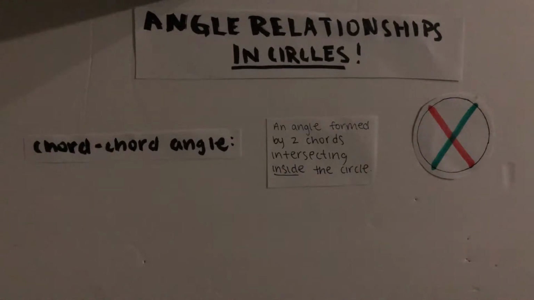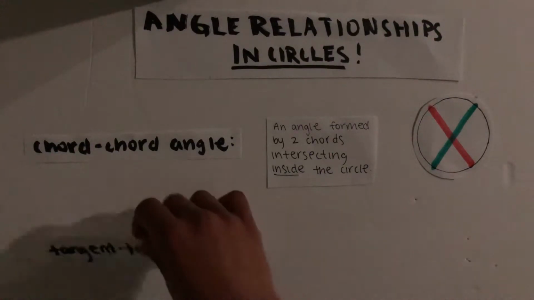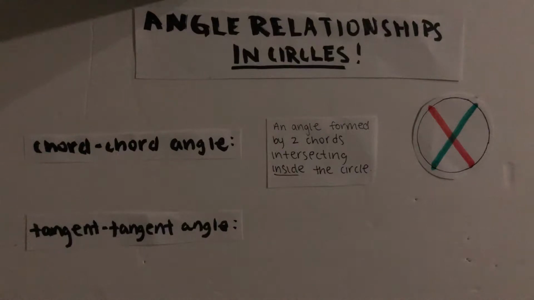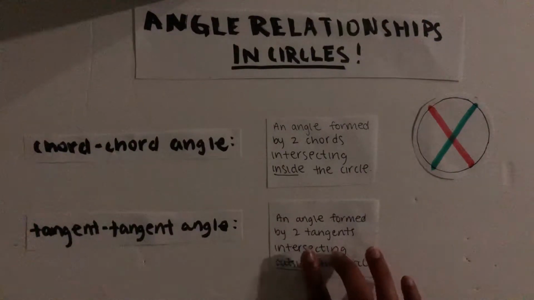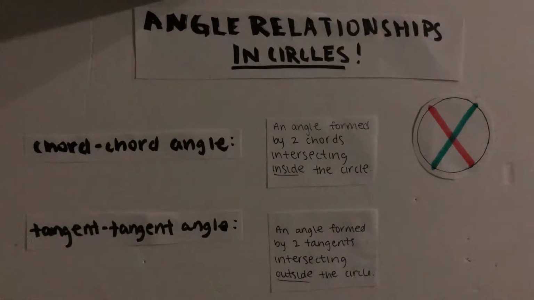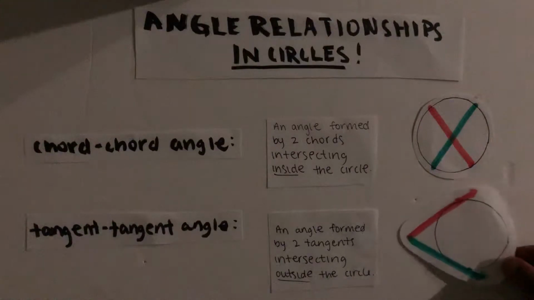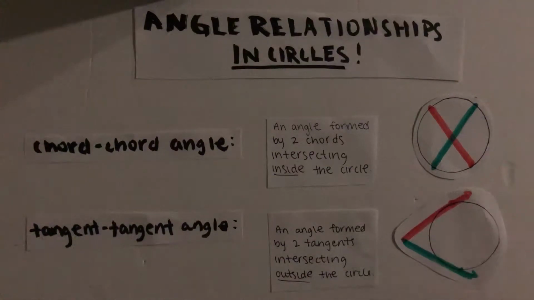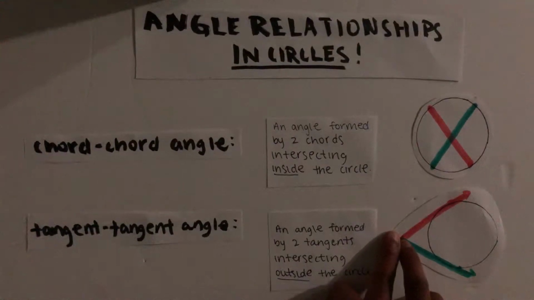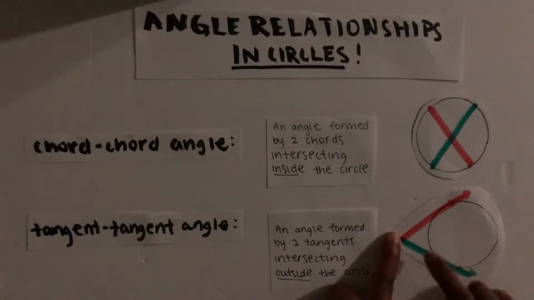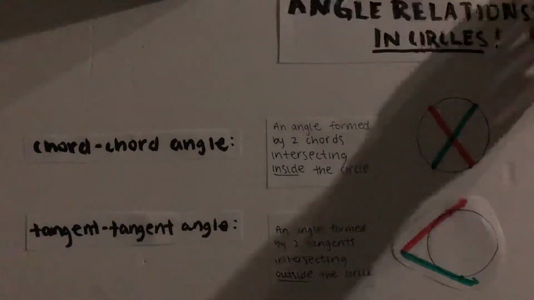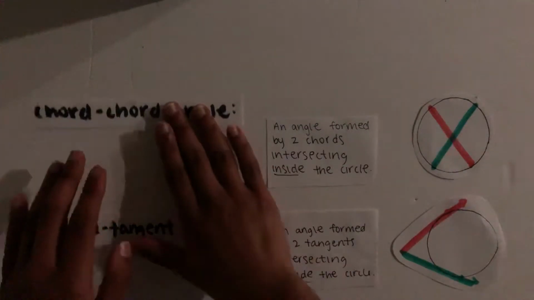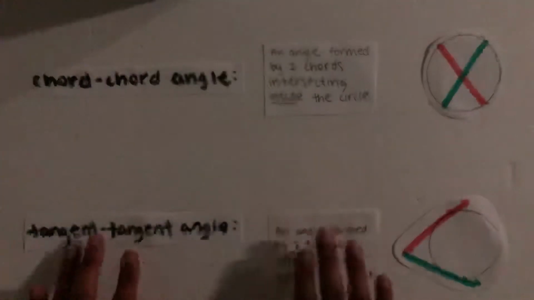The second one is the tangent-tangent angle. So the definition for the tangent-tangent angle would be an angle formed by two tangents intersecting outside of the circle. The diagram for that would look something like this, where there's the green line representing one of the tangents and the red line representing another one of the tangents. Okay, let's bring in another example. Let's move these up a little bit.